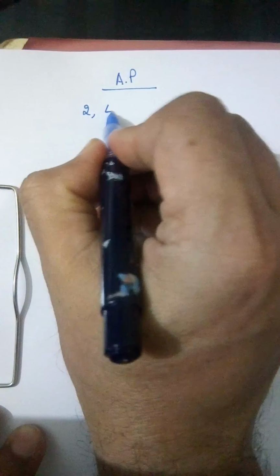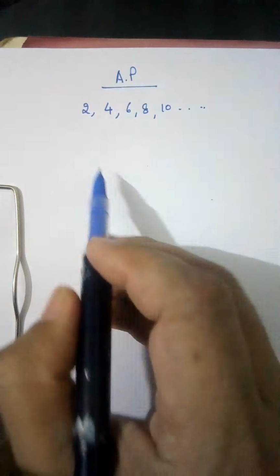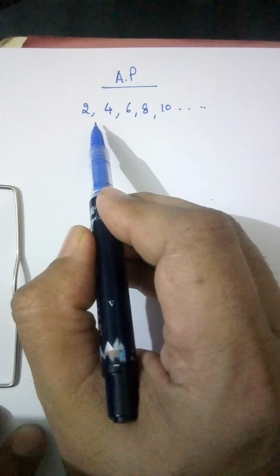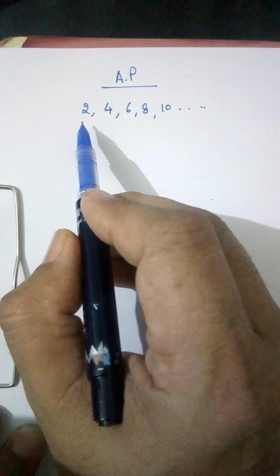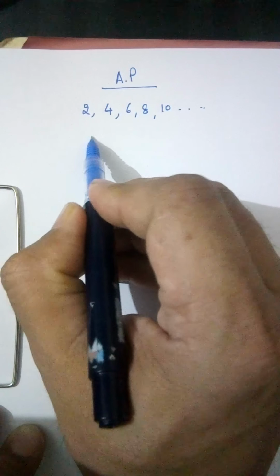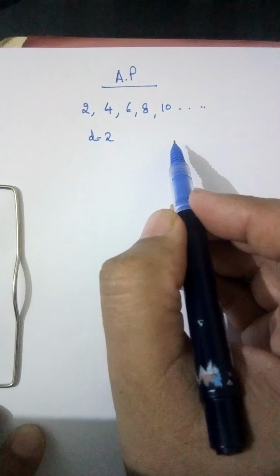Consider a series 2, 4, 6, 8, 10 and so on. Each number is increasing, each succeeding number is 2 more than the preceding one. That means the difference here is 2. This is an increasing AP.